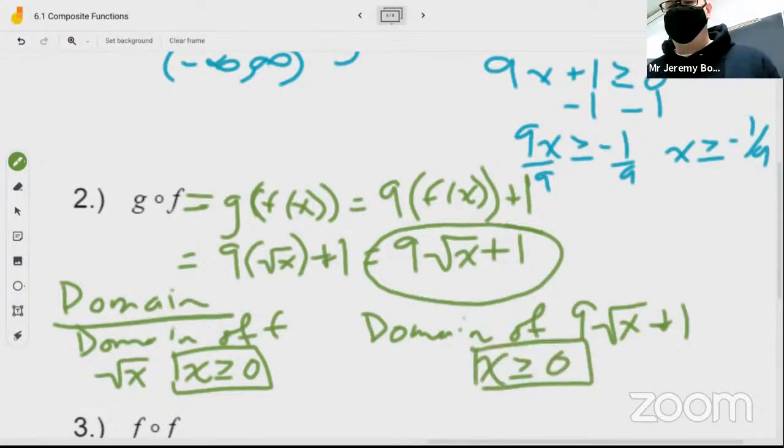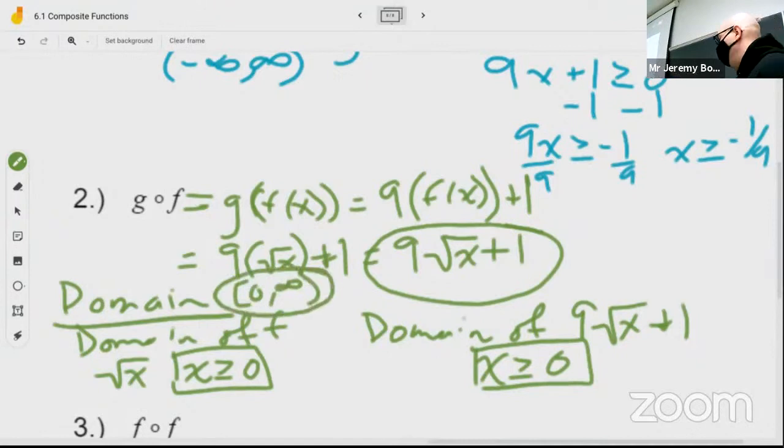So if we combine those together, the domain of my composite function is going to be what? 0 to infinity. Yeah. That's all there is to it. So if you get the same domain for both the inner function and the composite function, when you combine them together, it's just going to be the same thing. Any questions on that?